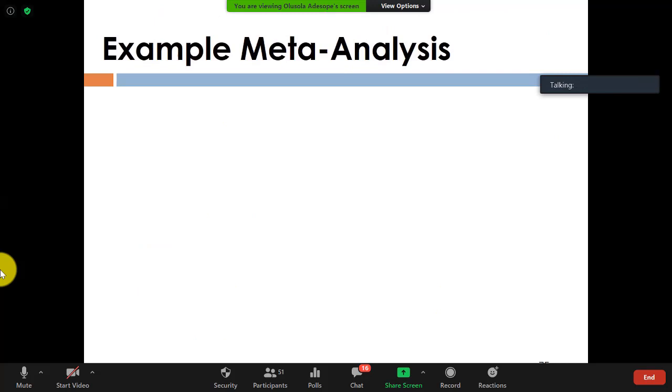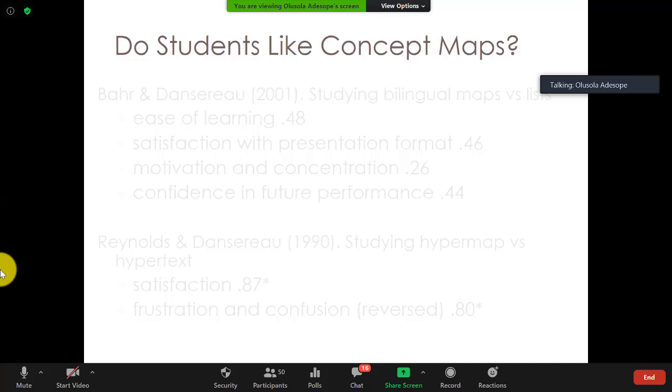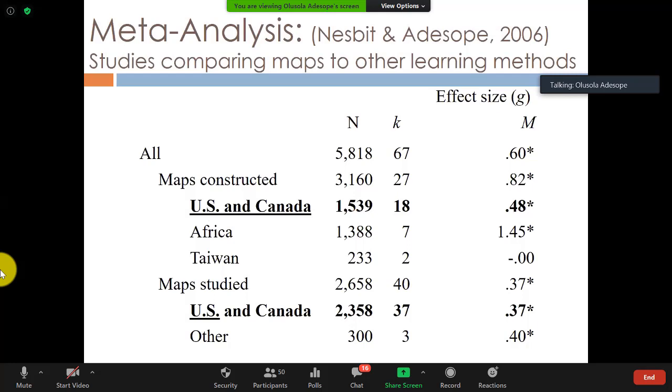So, and then you have the example meta-analysis of concept map, which I asked you to read. Again, I won't go too much into this in the interest of time. And then the meta-analysis on, I mean, this is really interesting.